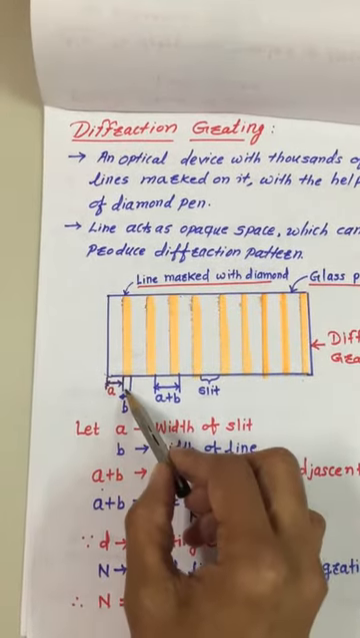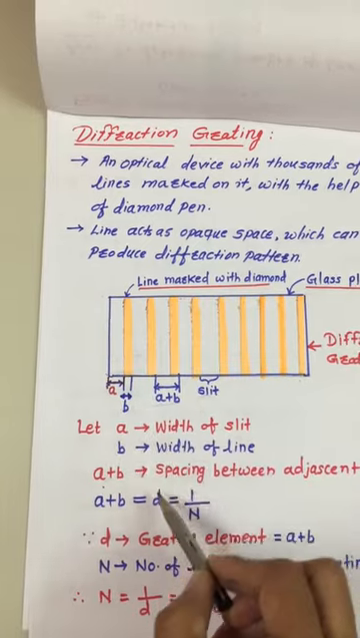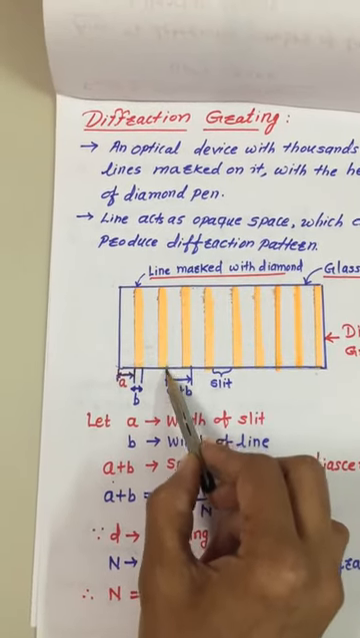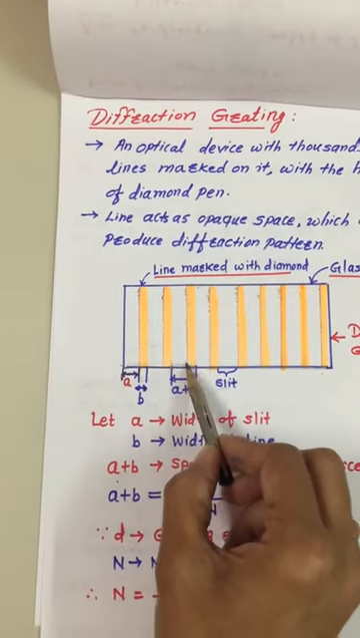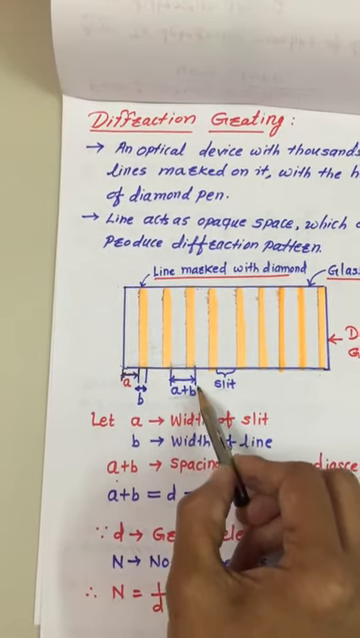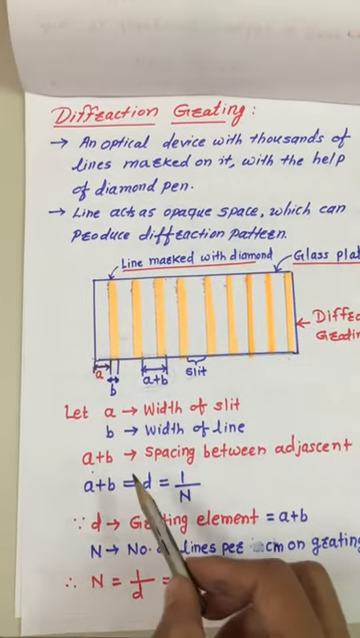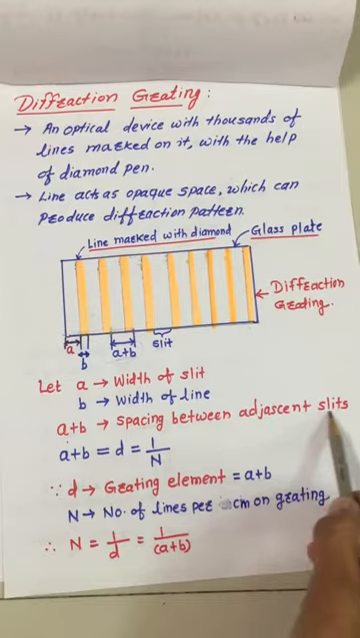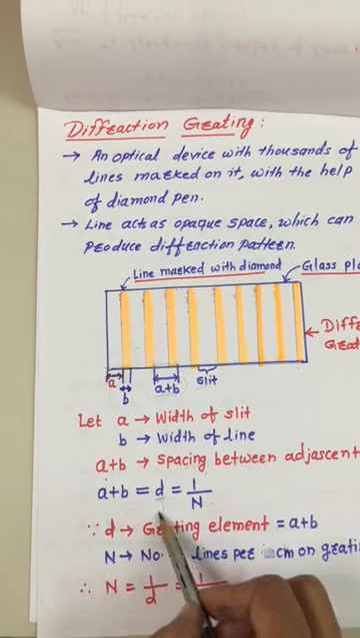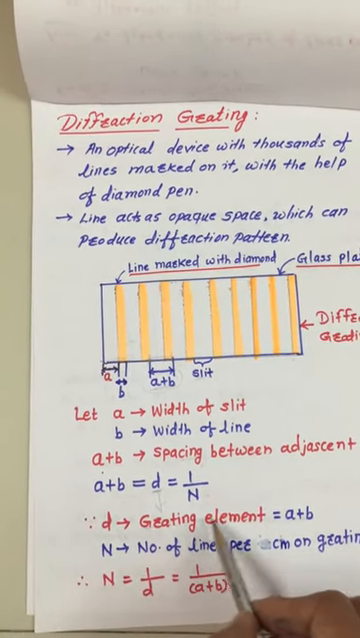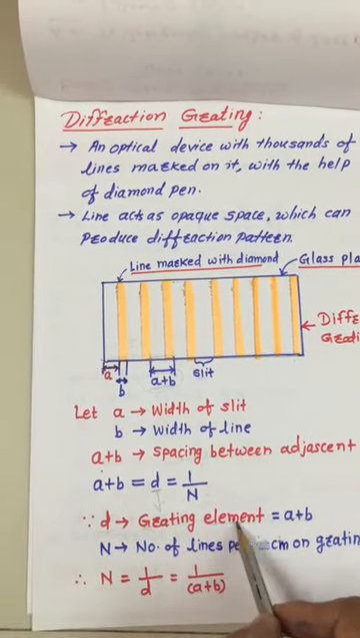Then a plus b means this is a and this one is b. A plus b is nothing but the spacing between adjacent slits. Here is the first slit, and this is the start of the second slit. So the spacing between adjacent slits is nothing but a plus b. This a plus b term has great importance in wave optics. This spacing between adjacent slits can be denoted by another symbol, capital D, which is also called the grating element.